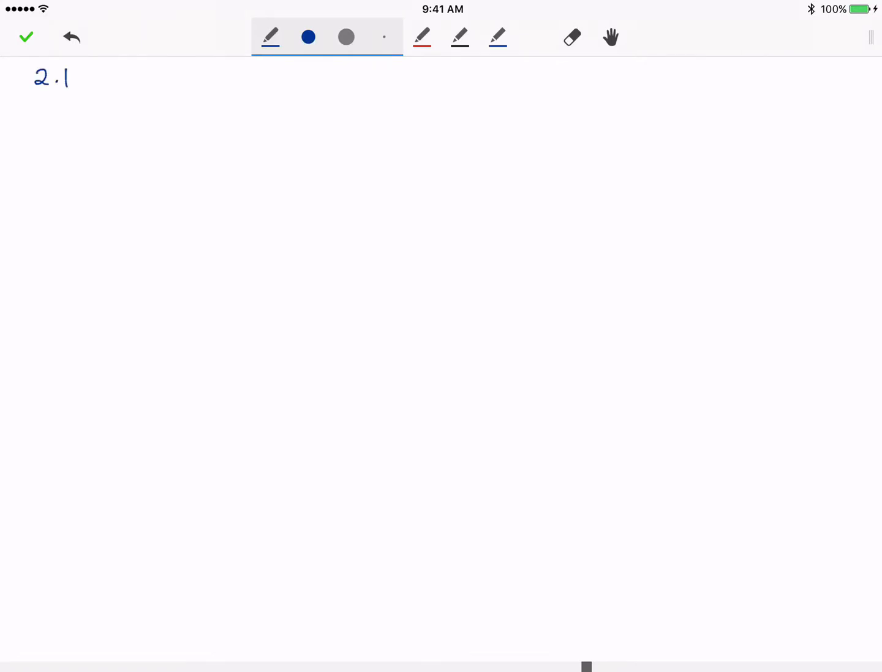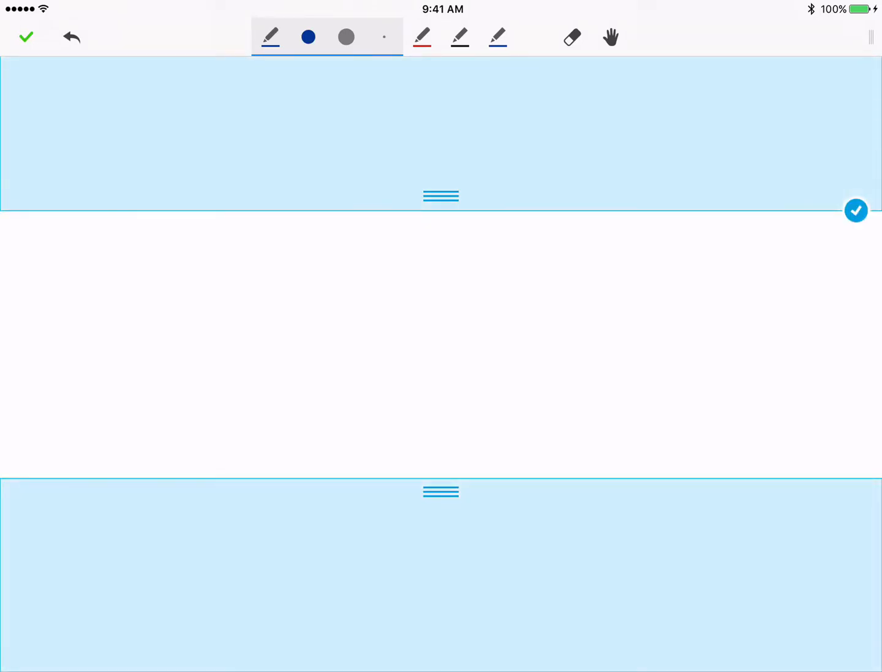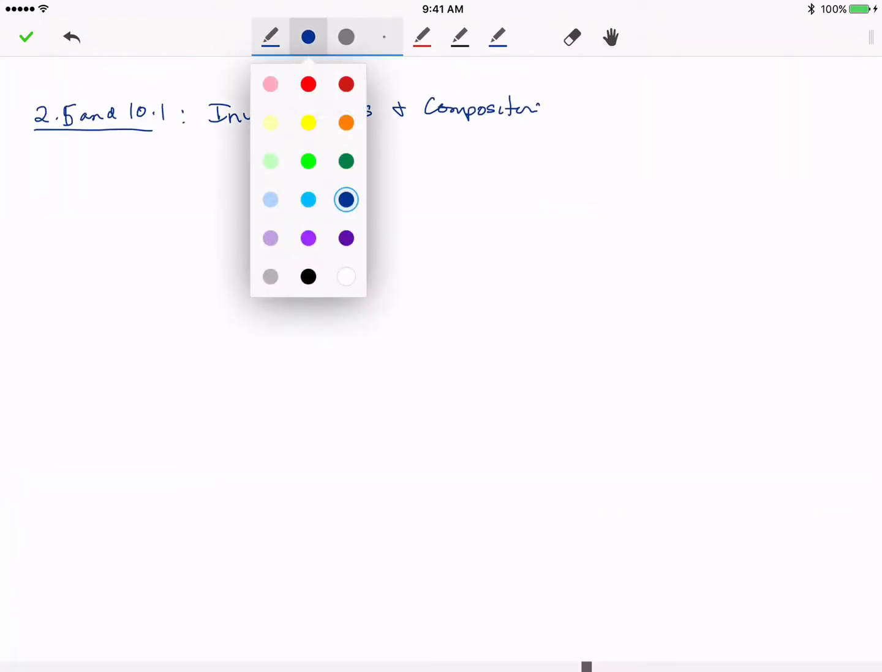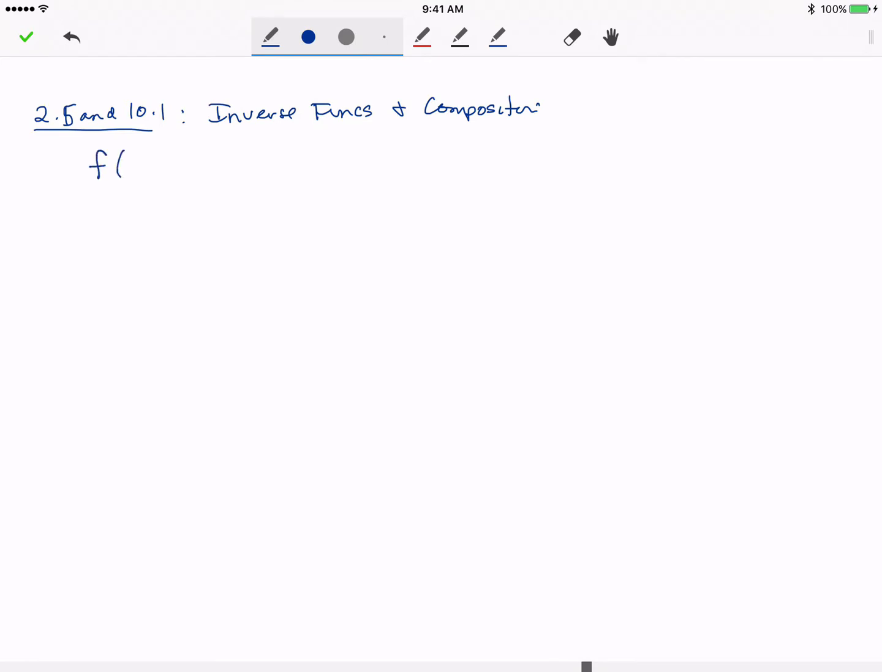This is a quick video on sections 2.1, 2.5, and 10.1 related to inverse functions and composition. Okay. We know how to compose two functions. We've seen that in the previous video and in the lecture class, where we would look at, for example, f composed with g of x, or g composed with f of x, something like this. We've seen composition there.